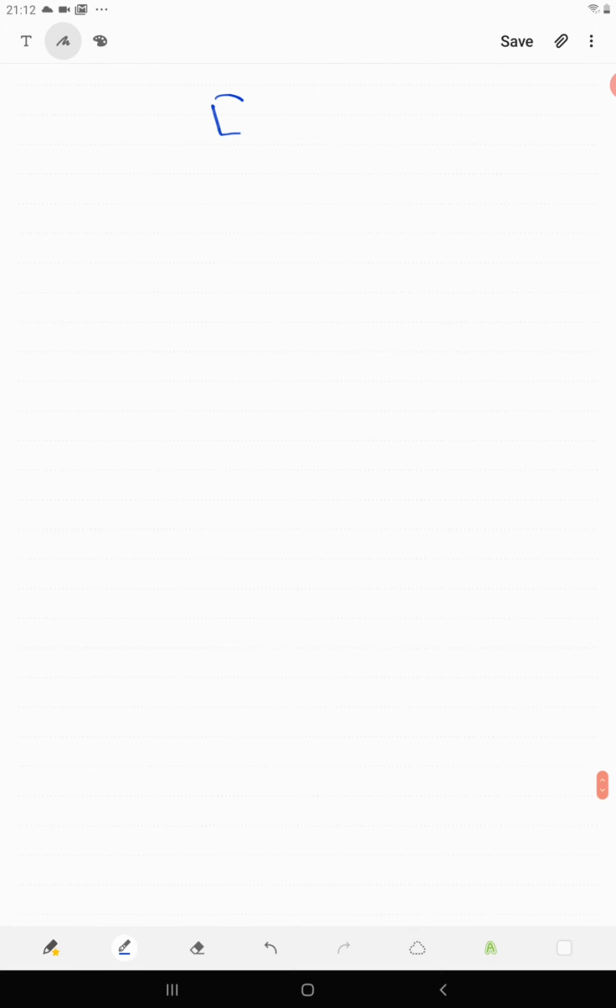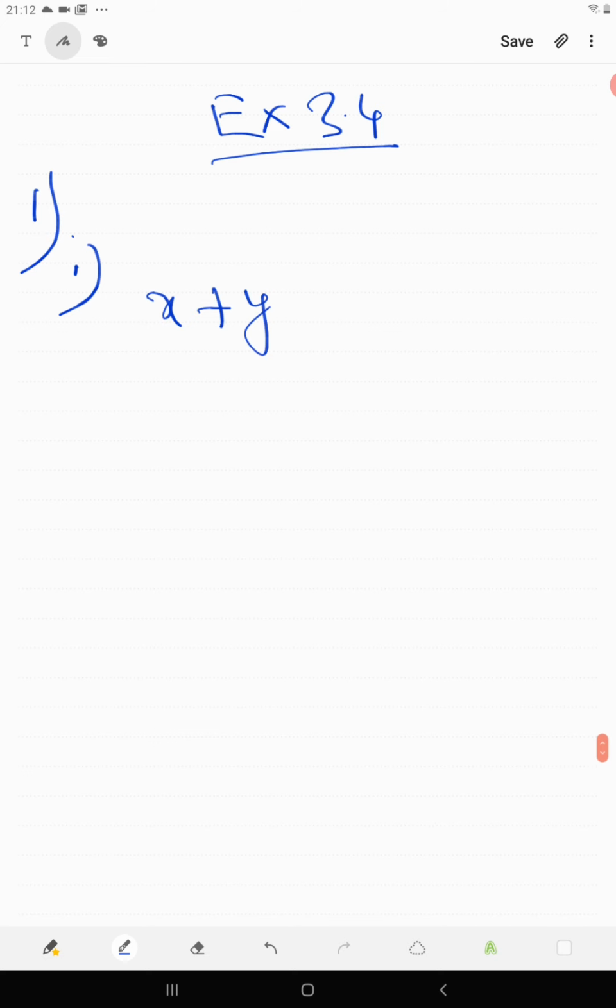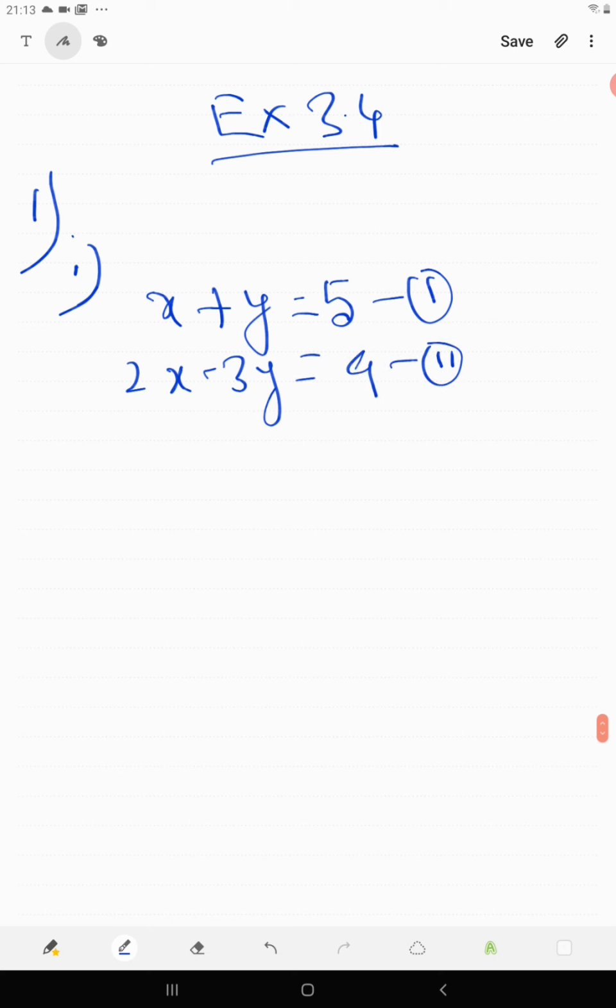So let's do exercise 3.4. The first problem. What is it? The first is x plus y equals 5. This is our first equation. And then we have 2x minus 3y equals 4. This is our second equation.